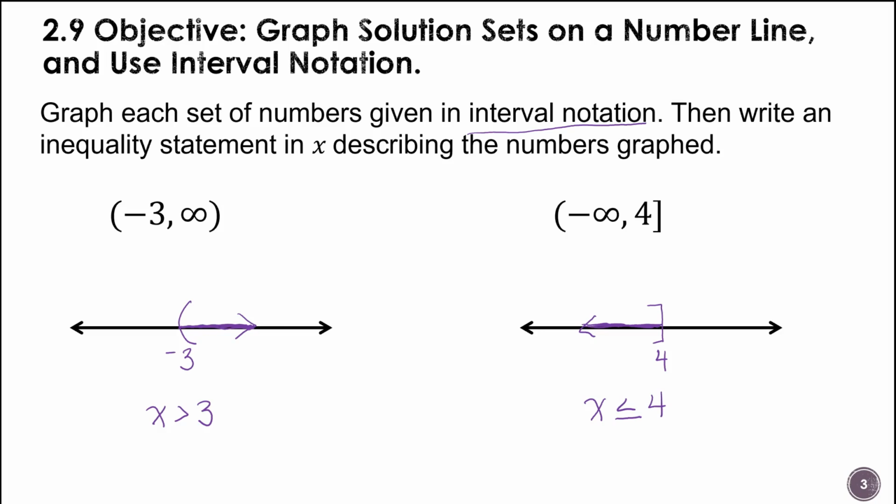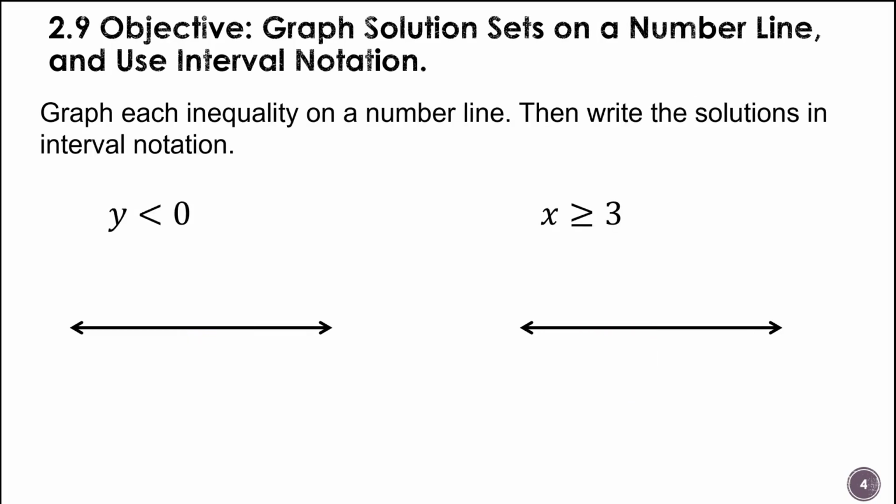So there's some difference depending on parentheses or brackets. We always put a parenthesis on infinity or -infinity because there's no included number in this case. You might want to read through this in your book to help you understand it better. I'm going to explain it the best I can, but this is something that you may not have seen before.